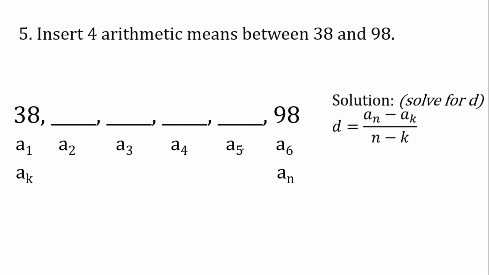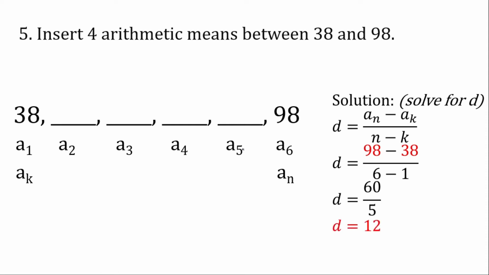So let's use this. A sub n minus a sub k over n minus k. That is 98 minus 38 over 6 minus 1. 98 minus 38 is 60. 6 minus 1 is 5. 60 divided by 5 is 12. Now, on the previous example, on the previous tutorial, I said that if the common difference is given and a term is given, to get the next term, we just add the common difference.